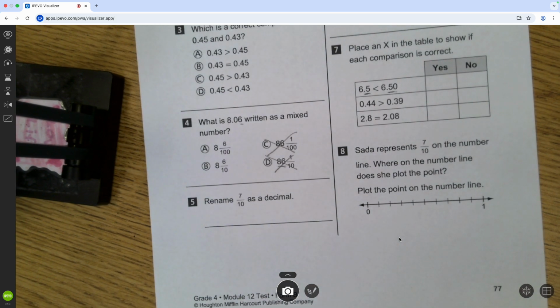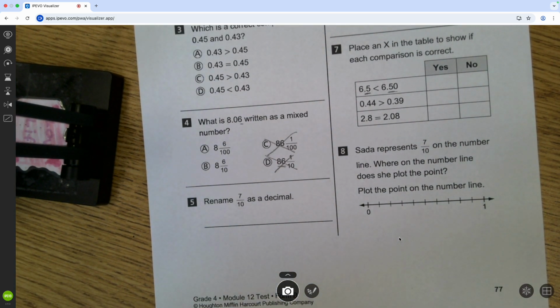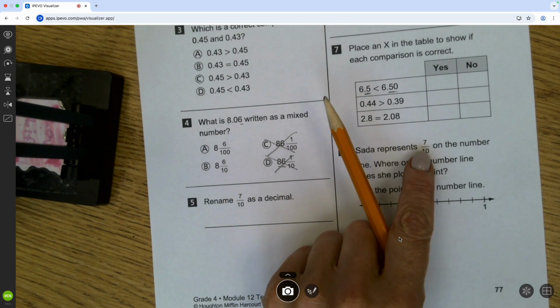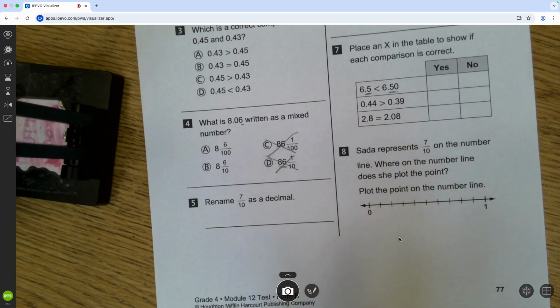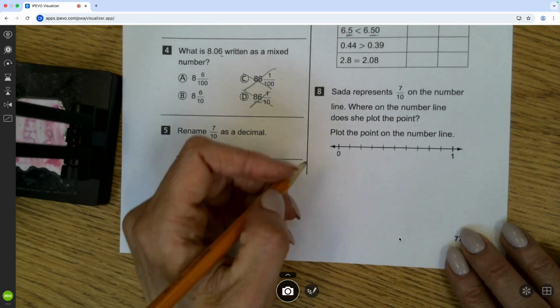Then number 8. Say to represent 7 tenths on the number line. Where on the number line does she plot the point? Plot the point on the number line. So 7 tenths is a part of a whole. It's a fraction. We are from 0 to 1. You know how to do this. Do your best.